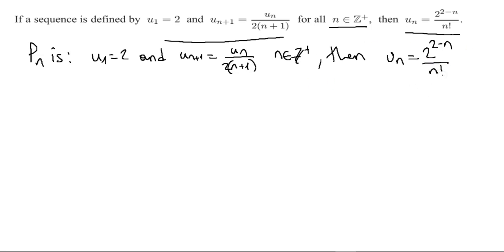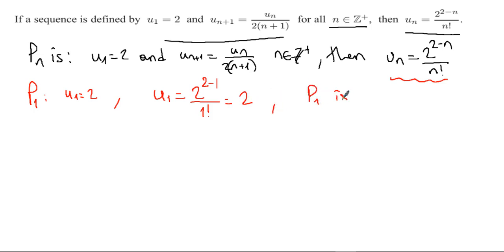Okay, so what do we need to do? The first step is the basic step. As it's for positive integers, we need to start with P1. For P1, the left-hand side, this statement is u_1 equals 2, which is given already. Let's check when n equals 1 whether this part will be 2 or not. So we'll have u_1 equals 2^(2-1) divided by 1 factorial, so it will be 2. As you can see, the left-hand side and right-hand side are equal, then P1 is true.